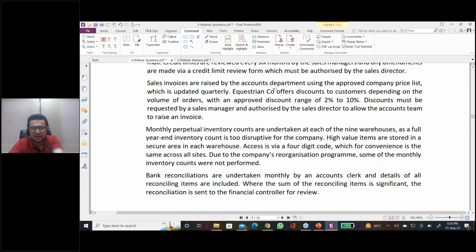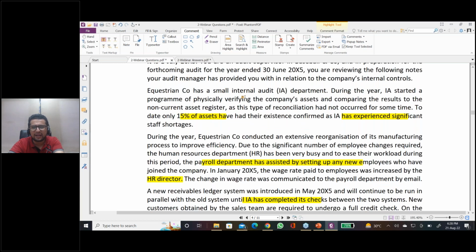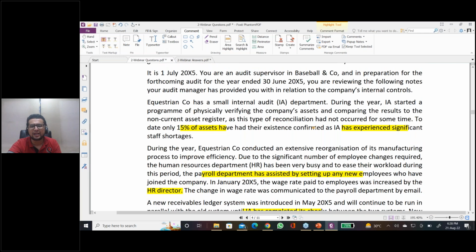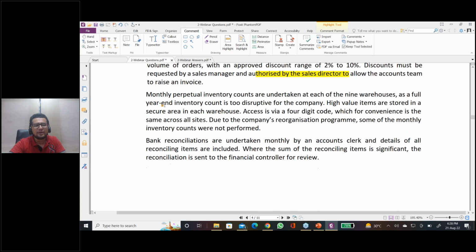So there were two deficiencies over here. Number one, two key controls: approved company price list and discounts must be authorized by the sales director. So how many points have we identified so far? 1, 2, 3, 4, 5, 6, 7, 8. We have identified 8, and we just need 10. 5 key controls, 5 deficiencies.